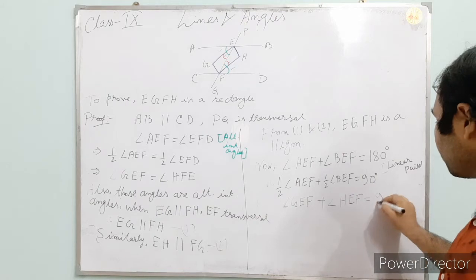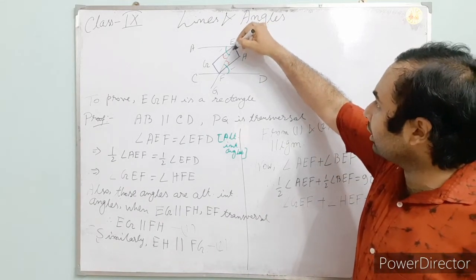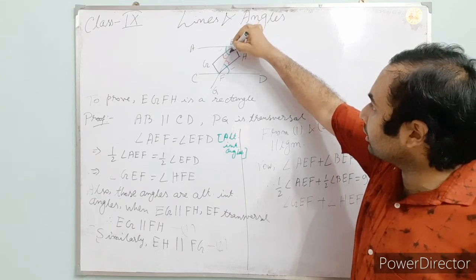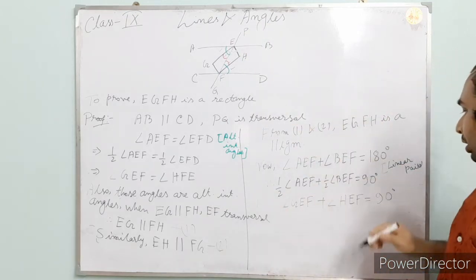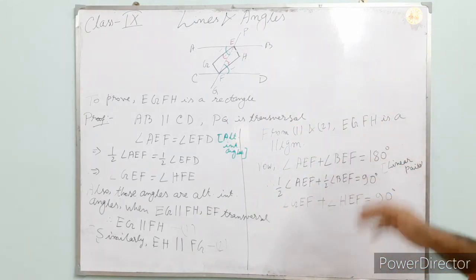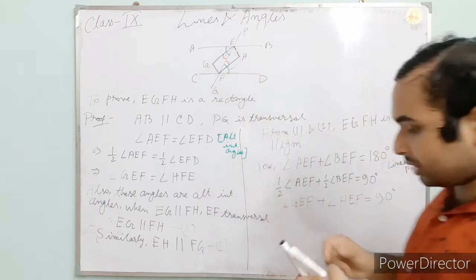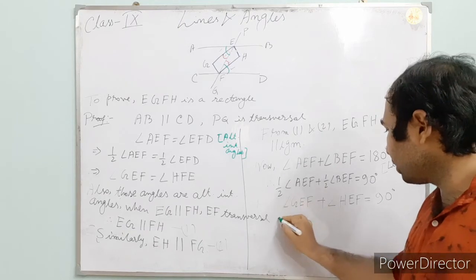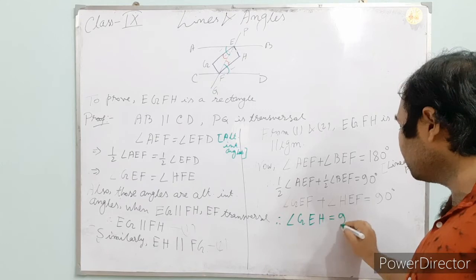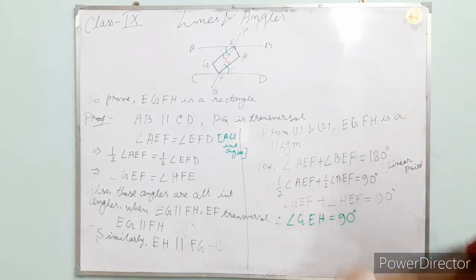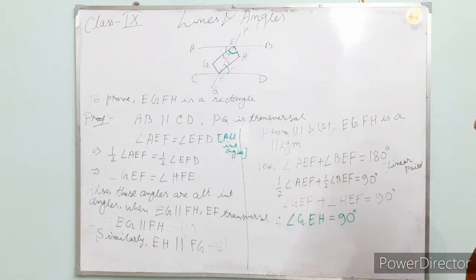So this is equals to 90 degree. I have taken the inside angles. This angle and this angle. Those two angles I have taken. This is 90 degree. So now what we are getting? If we combine those two angles, we are getting GEH. So angle GEH is equals to 90 degree. So this total angle we are getting, this is 90 degree angle.